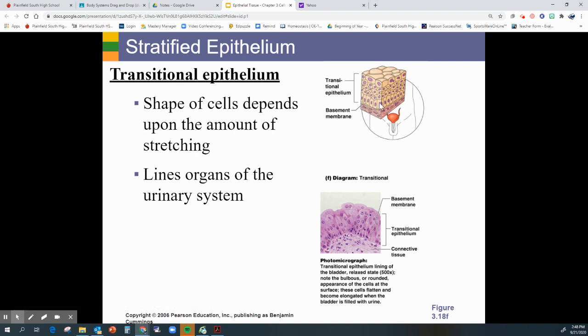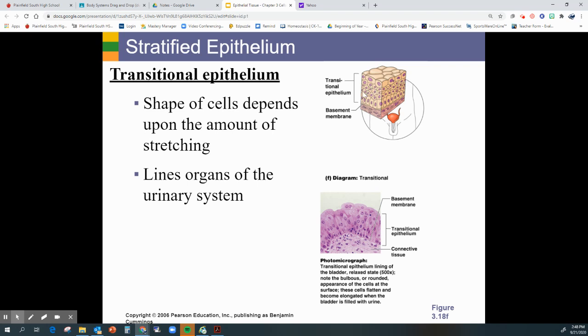So transitional epithelium is a type of stratified epithelium. Okay, so it's multiple layers of cells. The difference between this one and some of the other cells is the shape of them. Okay, shape can actually depend on the amount. So if there's more of them, they can be cubed here at the bottom, and then the further out we get, they tend to be kind of oblong shaped.